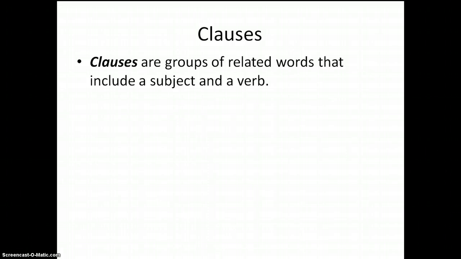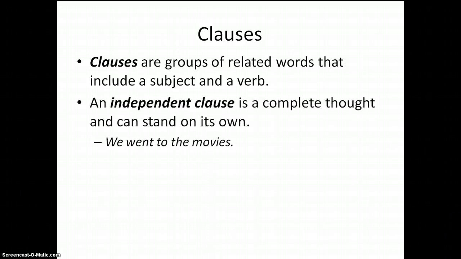Okay, there are two types of clauses. An independent clause is a complete thought and can stand on its own. So, we went to the movies. We have a subject, we, and the predicate is went to the movies. Went is our action.